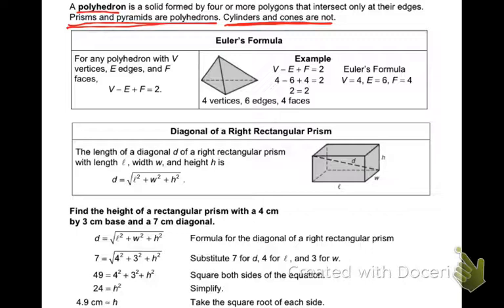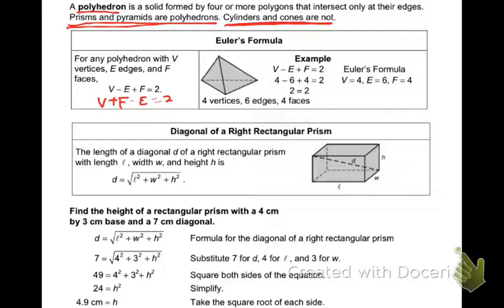Euler's formula is what we're going to talk about first. For any polyhedron with V vertices, E edges, and F faces, Euler's formula states V minus E plus F equals 2. So the vertices minus the edges plus the faces equals 2. Another way to write that, kind of an easier way, is V plus F minus E equals 2. So vertices plus faces minus the edges equals 2. Is that the same equation? Yeah, all I did was switch 2 of them around. So that's just the commutative property, or associative property, the way you want to look at it.